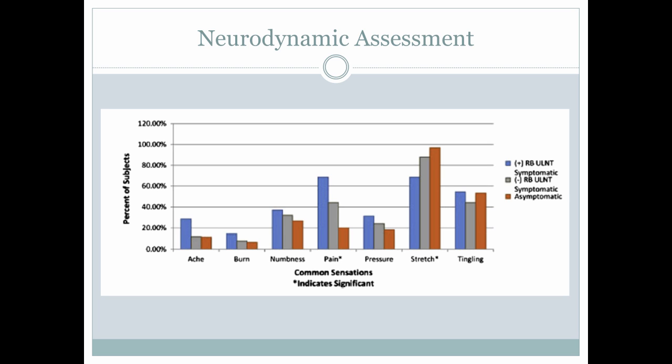Here you can see that pain was reported as frequently as stretch in the positive radial nerve bias group, the symptomatic positive group. It was second most frequent in the symptomatic group with a negative test, and pain had the lowest frequency in the asymptomatic group. So because of this, pain may identify differences between individuals with radial nerve involvement and individuals with different nerve involvement or no neural involvement. So that could be something that we could use clinically if the individual is reporting pain versus stretch. That might be helpful in helping to rule in the possibility of a radial neurodynamic issue.